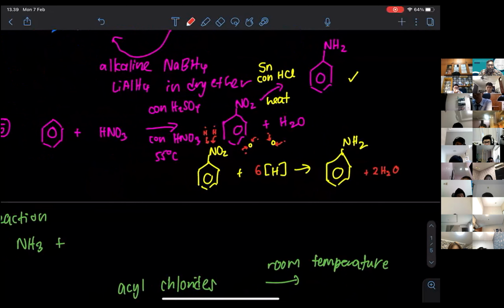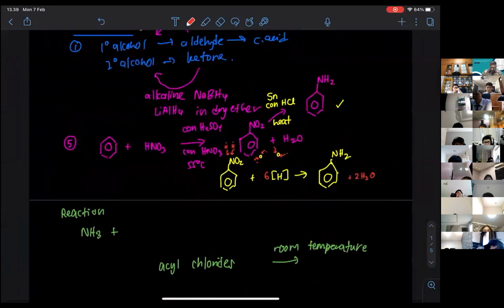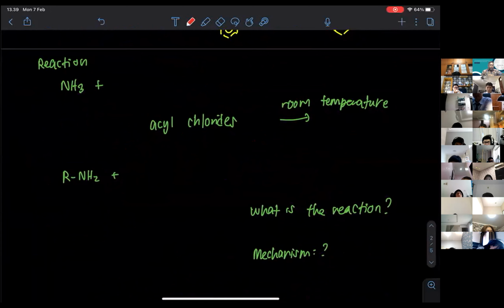Do remember, this reaction can be reduced to give you that. These are the reactions that we need to remember. So for the rest of the reactions, if you look over here, there are some other reactions. The reactions that we need to remember over here, when you have ammonia, this is the revision.